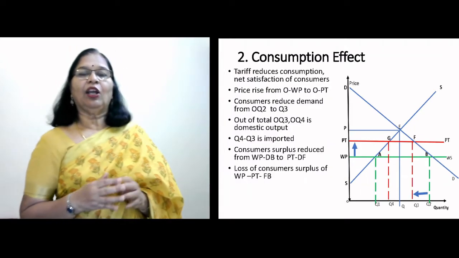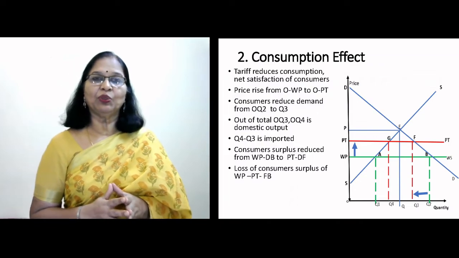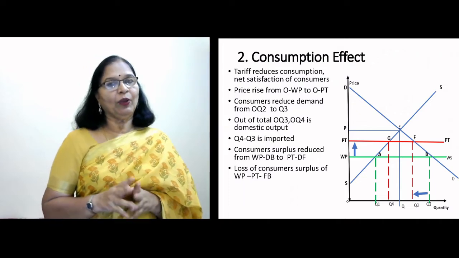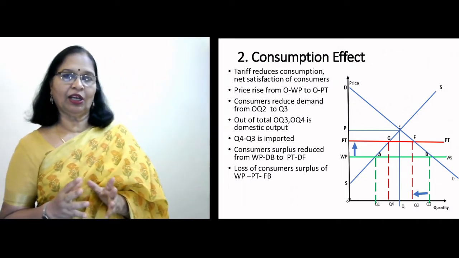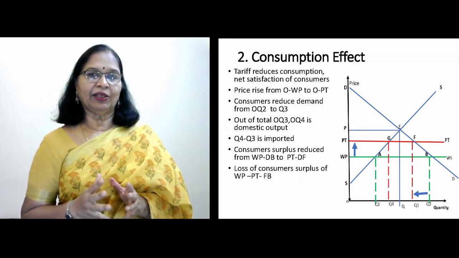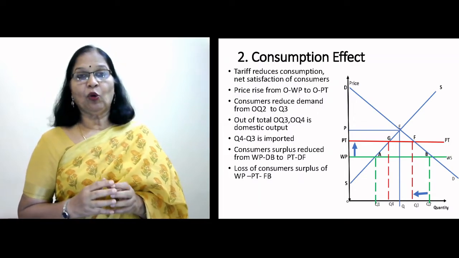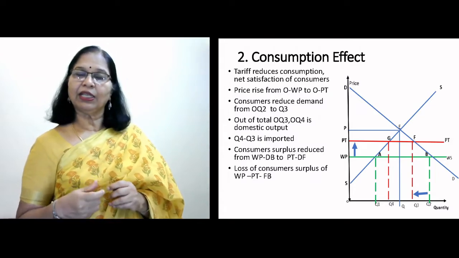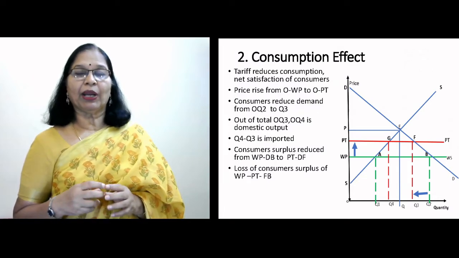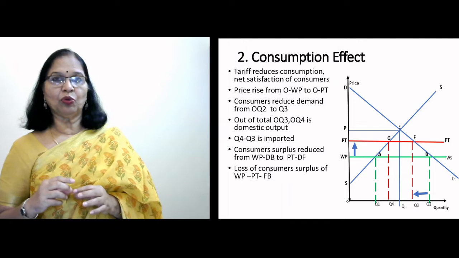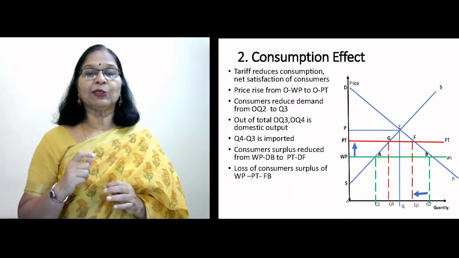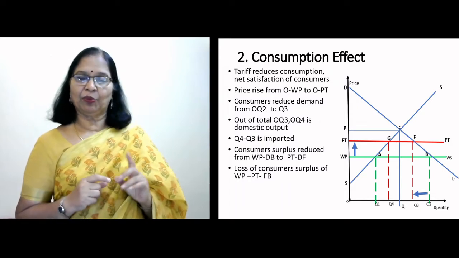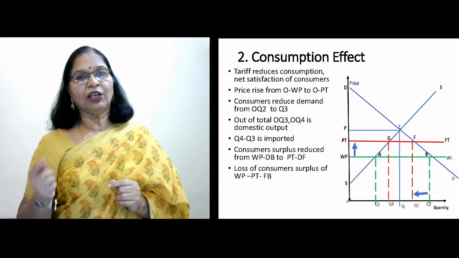The second, now once the producer's side is known, we also need to understand what happens to the consumer when this tariff is imposed. Now we know that the consumers are operating on the law of demand and the changes in the price. Now with the imposition of a tariff, the price of the commodity has increased by the full amount of the tariff. So when the price has increased from OWP to OPT, the consumers will respond to it in a different way. What would they do now? They will reduce their consumption. The producers increase their production, consumers will reduce their consumption.